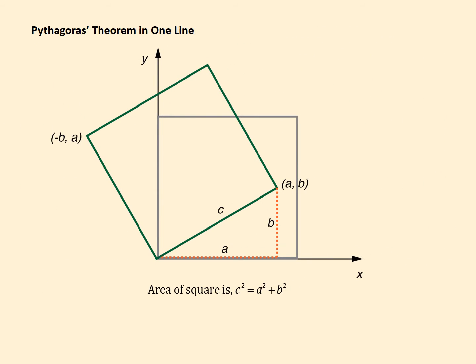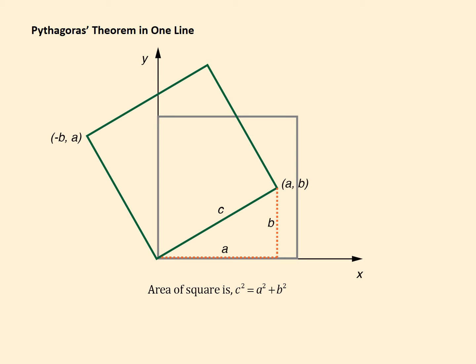This application of this rule is in a one-line proof of Pythagoras' theorem. So here we have a square which has been rotated with one corner remaining on the origin, and the side length of the square is c. And I've called the coordinates of that first corner (a, b), and it follows that the coordinates of the other corner are (-b, a).